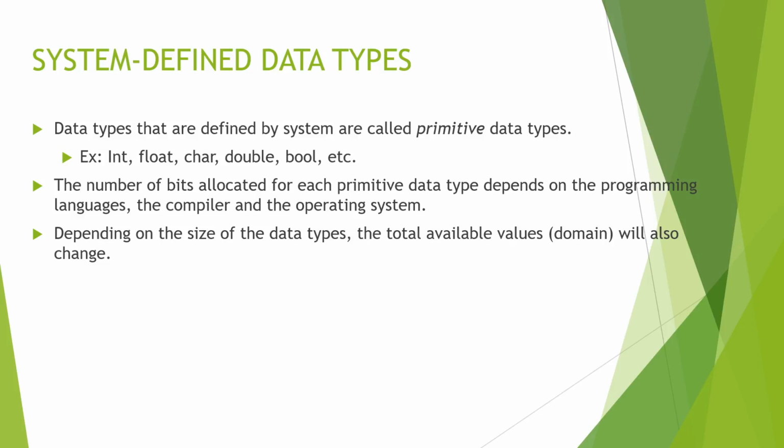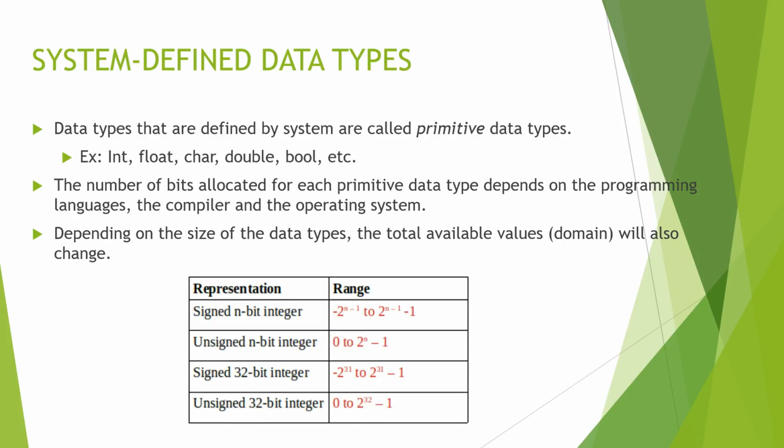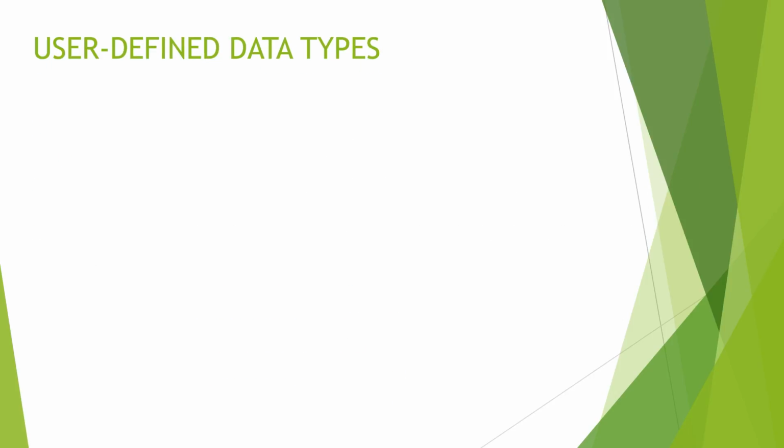If it takes 2 bytes, that is 16 bits, then the total possible values are from -2^15 to 2^15 - 1. If it takes 4 bytes, that is 32 bits, then the possible values are from -2^31 to 2^31 - 1. Here are the total possible values for int having n bits. And here signed 32-bit integer and unsigned 32-bit integer are also mentioned. The same is the case with other data types.